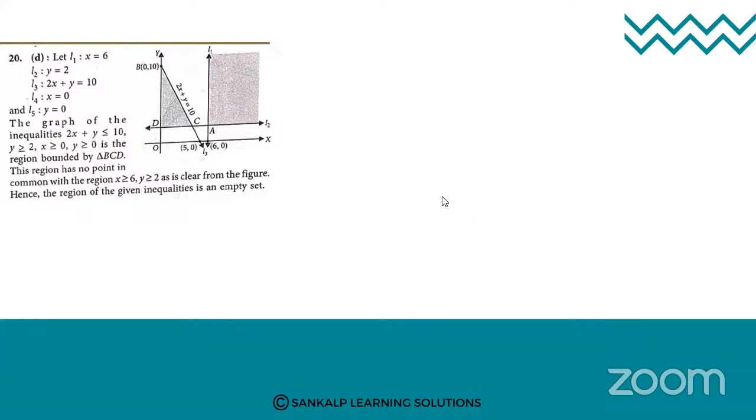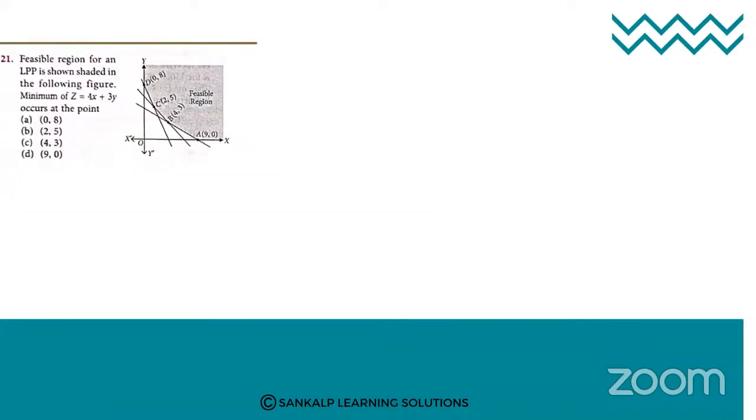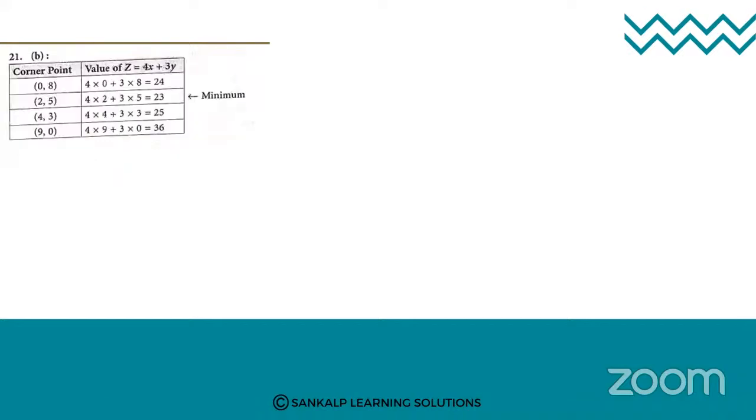Okay, next question number 21. Feasible region for LPP is shown shaded in the following figure. Minimum z is equal to 4x plus 3y occurs at the point. So we have to calculate the minimum. Again, same type of what we have done in the first two questions. Okay, the same type you need to do. So solve this question 21 for homework. So the minimum value, see, it is occurring at 2 comma 5, it is equal to 23.